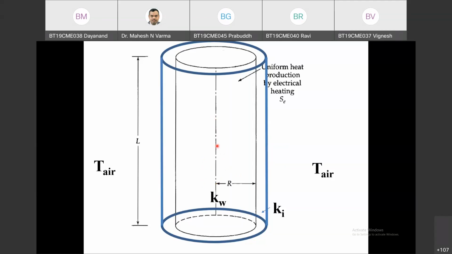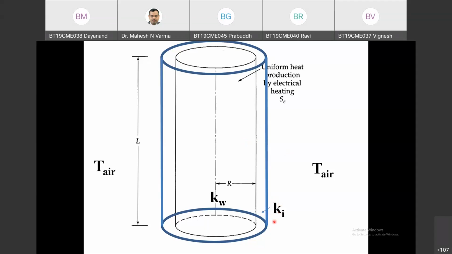So one would be flux continuity. The flux at this interface between this insulating material and metal. So there will be continuity of the flux, and there will be continuity of the temperature. At this surface, there will be continuity of the temperature also. Continuity of the flux and continuity of the temperature.